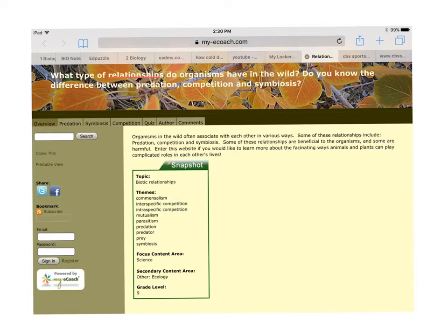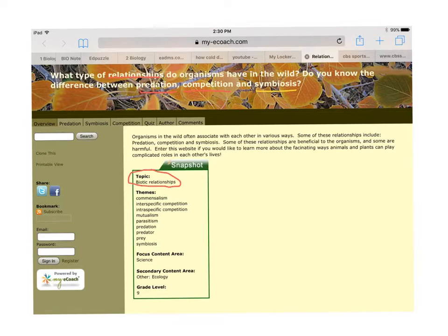Now, most people are familiar with predation, the process of hunting, catching, and killing another organism in order to eat it for food. But most people don't understand that animals, plants and animals, are also in competition. And there's another type of relationship called symbiosis, which is a long-lasting relationship between two different species in the wild. So right here you can see the topic, biotic relationship.